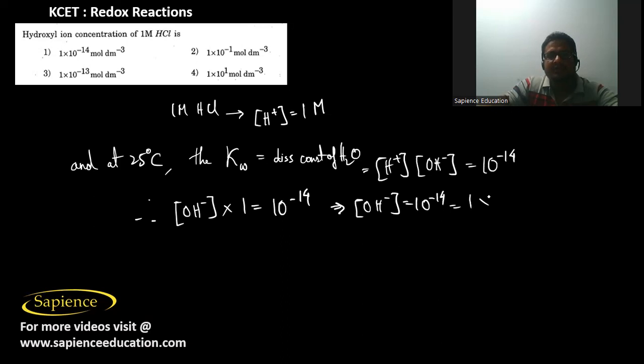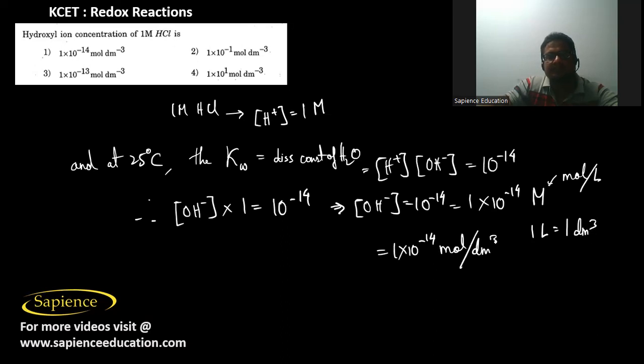Or I can say 1 into 10 power minus 14 molar. Molar means mole per liter, and 1 liter is the same as 1 decimeter cube. So we can say it as 1 into 10 power minus 14 mole per decimeter cube. So option 1 is the correct answer.